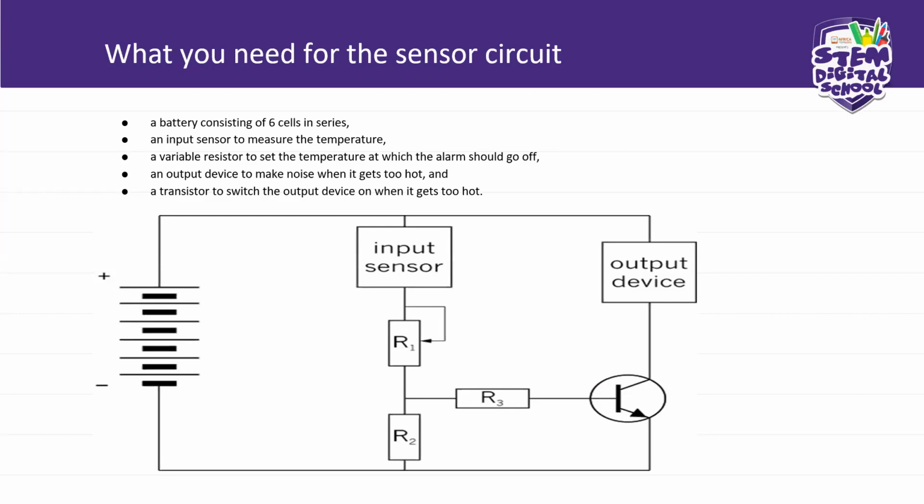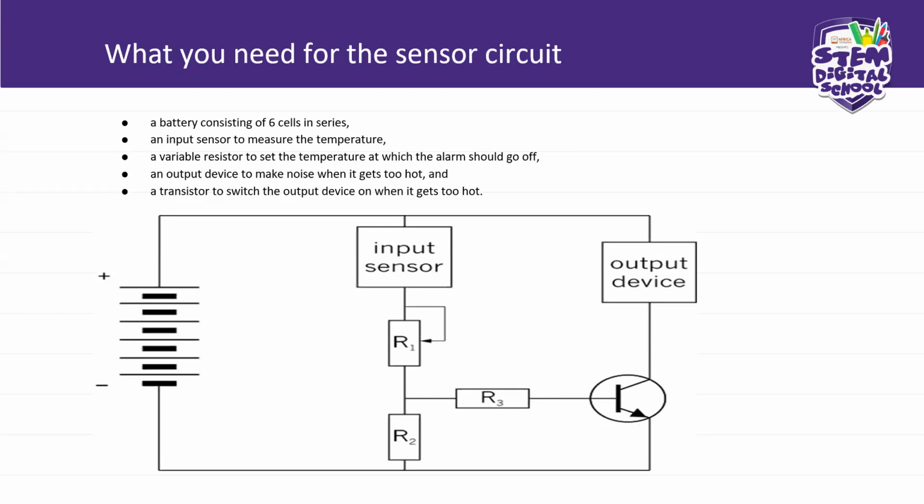And then you have your other resistors here, right? So the variable resistor will be resistor 1, and then you have resistor 2, and you have resistor 3, which is connected to the base. This is the base of the transistor. So you have resistor 3 connected to the base of the transistor, and then you have the output device connected to the collector. This is the collector of the transistor, and this one with the arrow is the emitter.